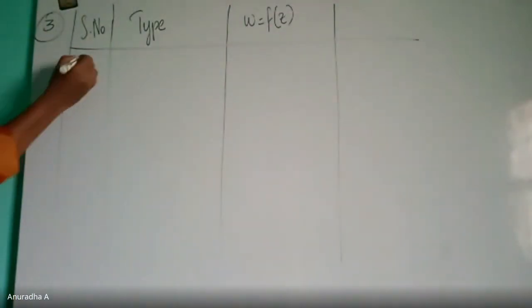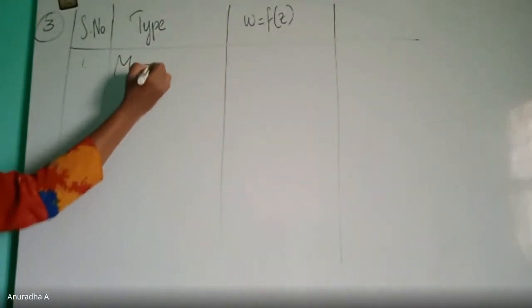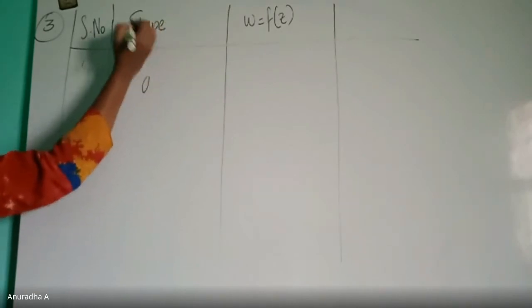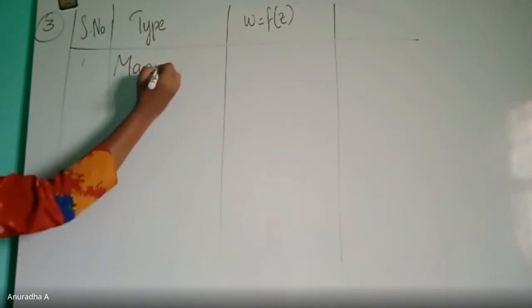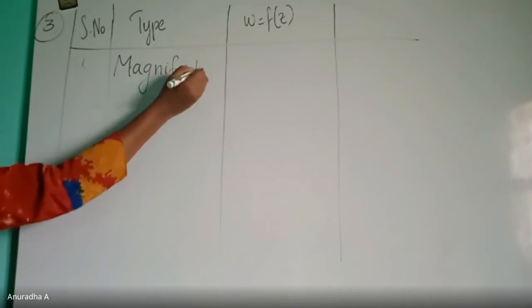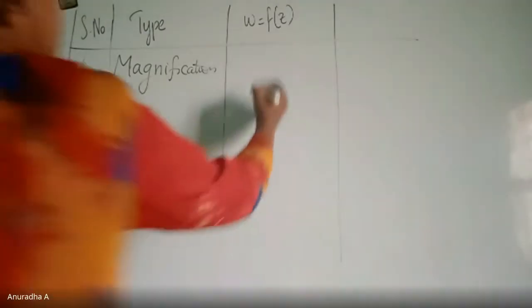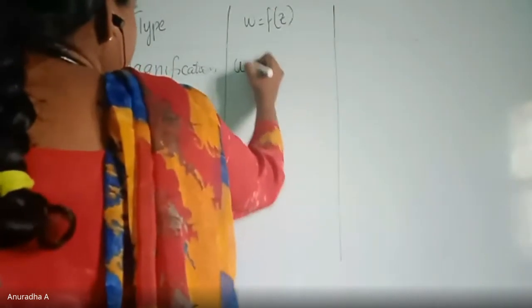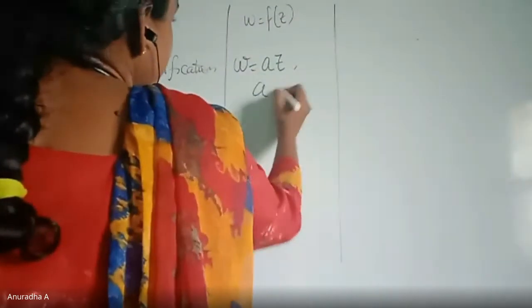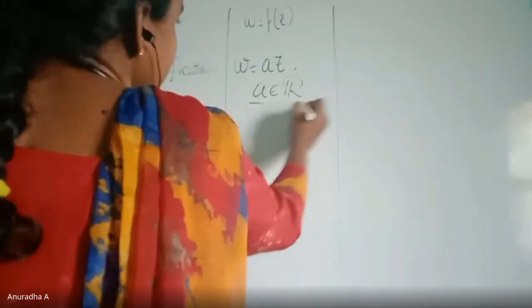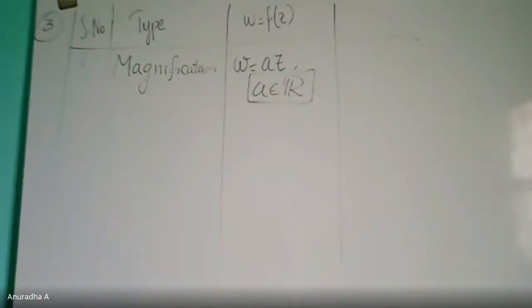The first type is called magnification. From the name itself, you can say it's going to magnify, it's going to make things bigger. But how it does so is the point. The general function is w equal to a z, where a is a real number. Please remember this. This is the MCQ part.